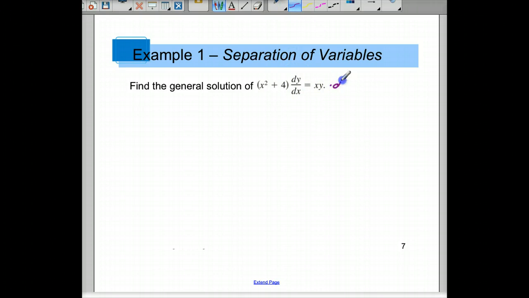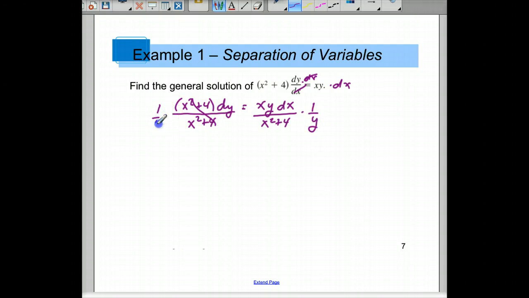So we're going to multiply both sides by dx. So we'll have x squared plus 4 times dy equals xy dx. Looks like we want the x's on the right side. That's the way I'm working it. So divide both sides by x squared plus 4. And while we're at it, multiply or divide both sides by 1 over y so that those cancel. So we'll have dy over y equals x over x squared plus 4 dx.